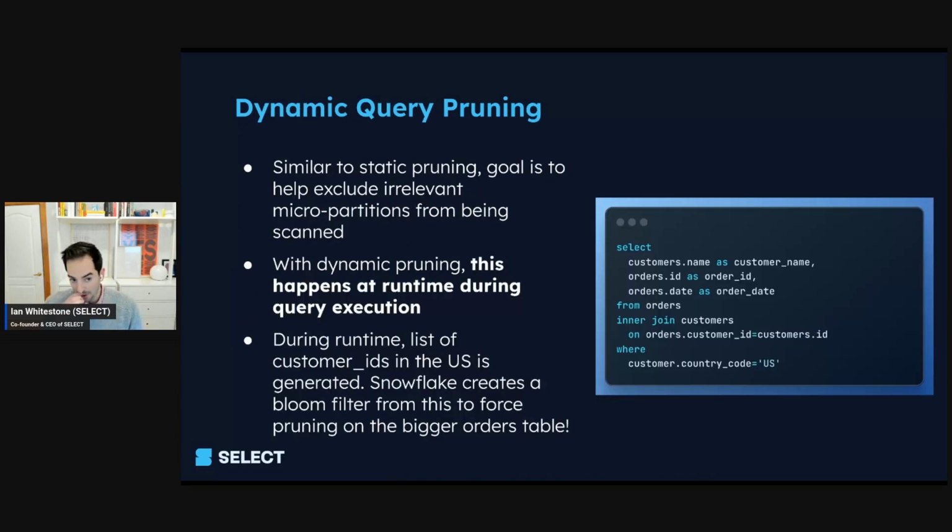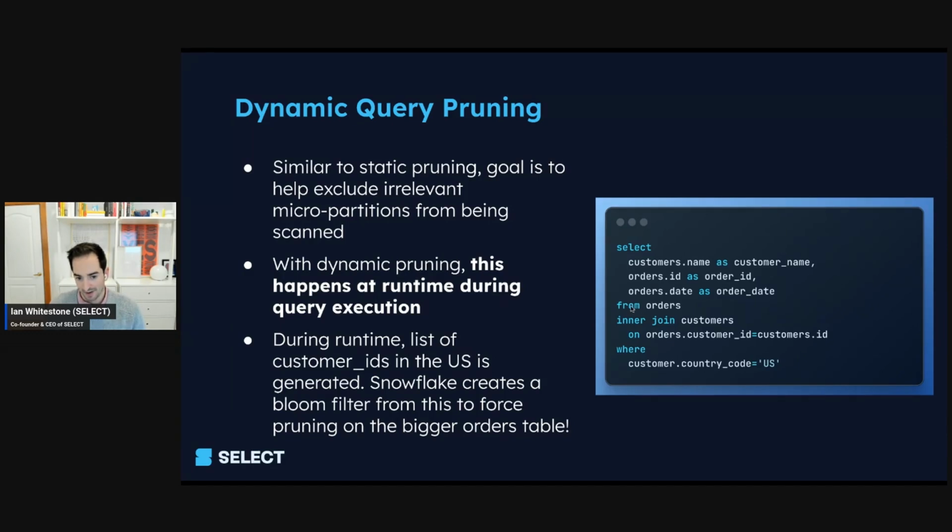The other type, which is less common, but very cool once you know how it works, is called dynamic query pruning. Just like static query pruning, the goal here is the same. We're trying to eliminate scanning of files, aka micro-partitions, that don't need to be scanned for the purposes of the query. The difference is that unlike static pruning, which happens at the compilation layer, dynamic pruning happens during the actual query execution.